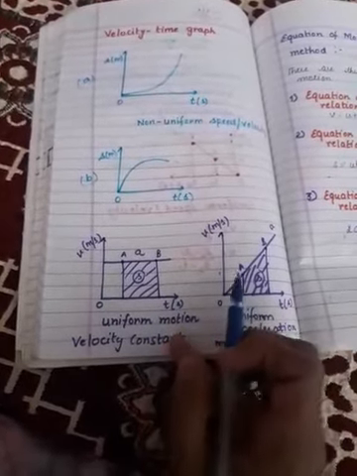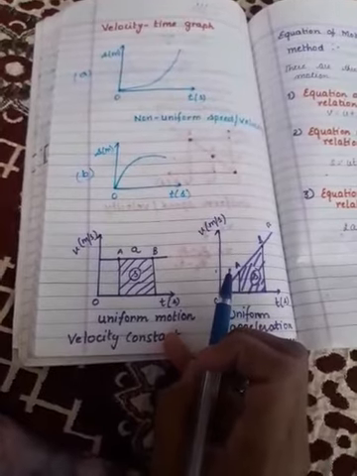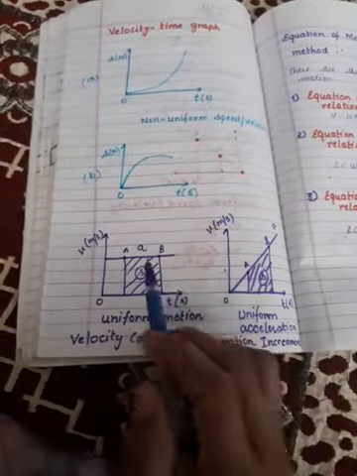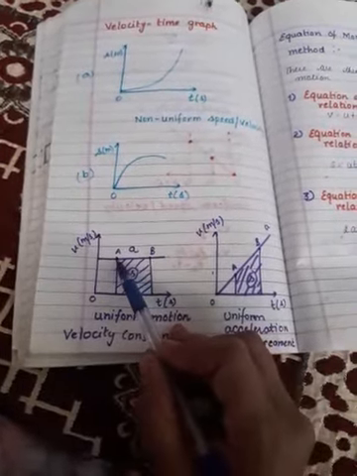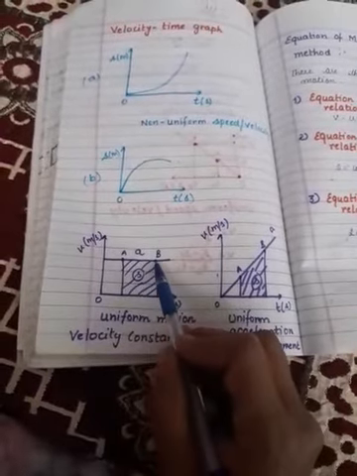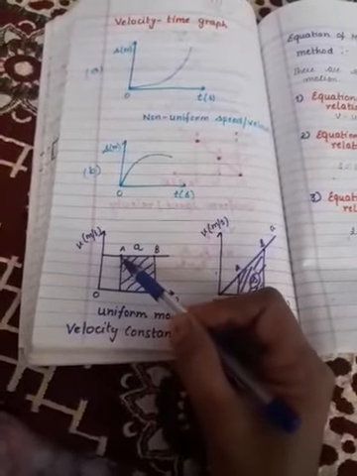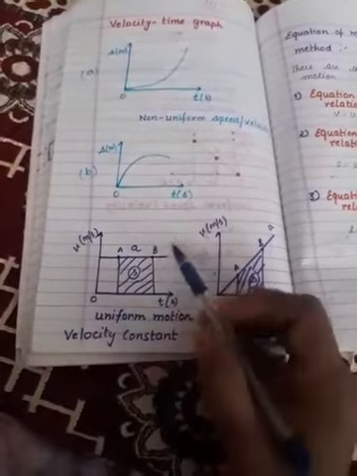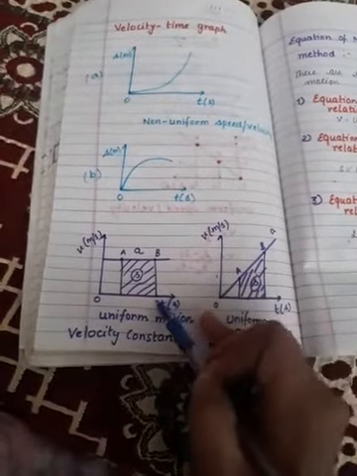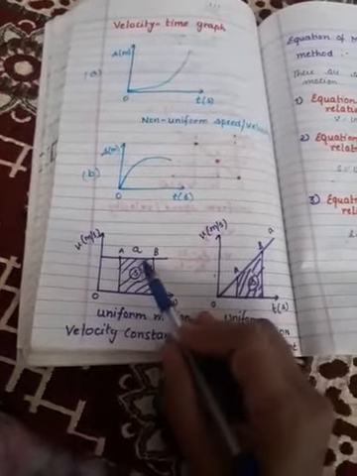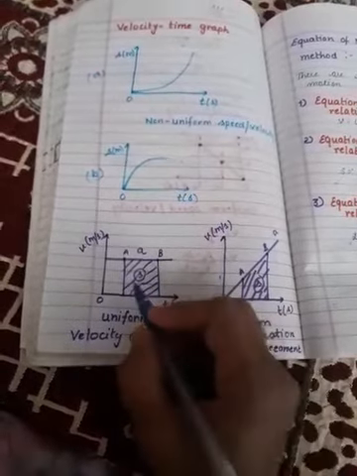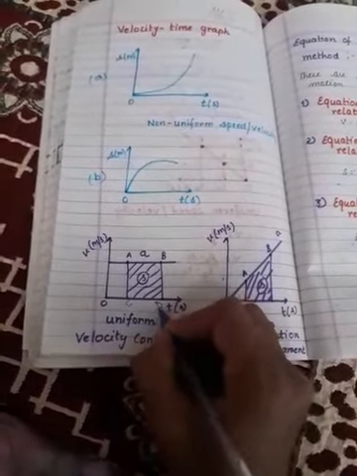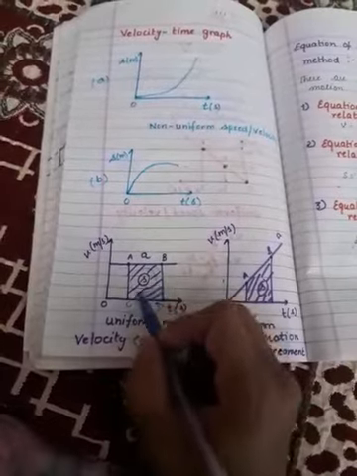And if we want to find out distance here, then what we have to do: draw one point here A, one point here B, and draw a perpendicular from point A on the time axis and the same from B on the time axis. And this area which is covered by A, B, C, D is our distance.